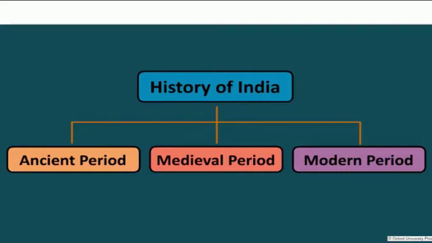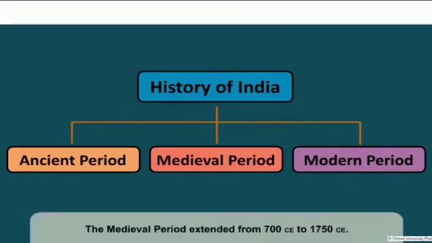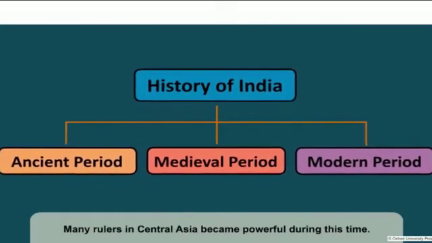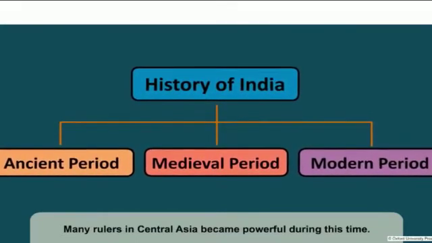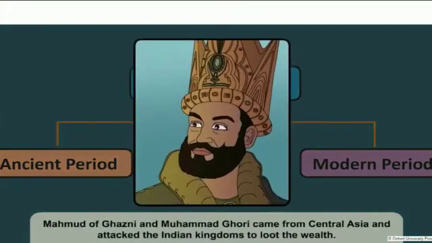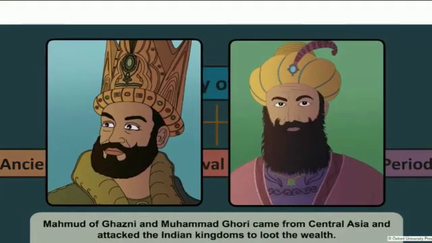After the ancient period came the medieval period. The medieval period extended from 700 CE to 1750 CE. Many rulers in Central Asia became powerful during this time. Mahmud of Ghazni and Muhammad Ghori came from Central Asia and attacked the Indian kingdoms to loot the wealth.